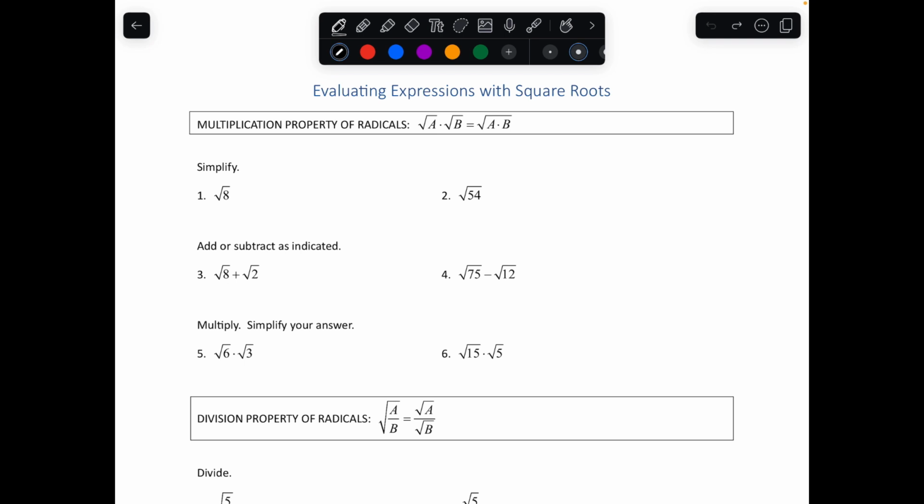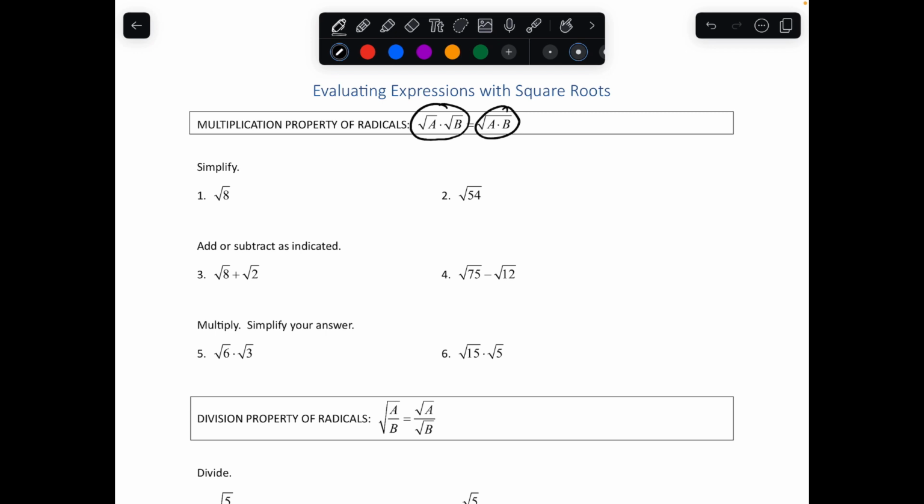To start off, we're going to talk about the multiplication property of radicals, which is very integral to doing all of these problems. This property states that if I can write a number underneath a square root as two numbers multiplied together, I can actually split them up as the square root of each of those numbers individually multiplied to each other. Now, in general, I want to have the number that's in the square root to be as small as possible.